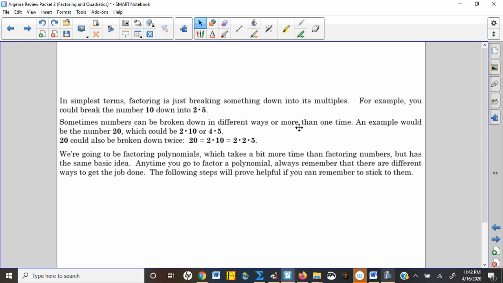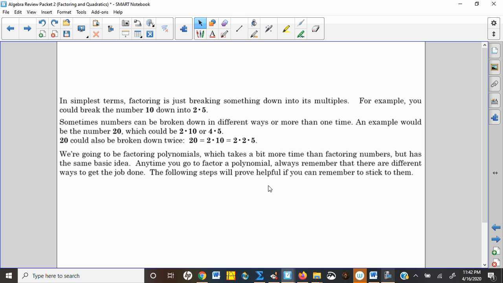In elementary school, you did this with numbers. You're like, hey, factor 10. And you're like, 2 times 5. And the teacher was like, good job, go to recess. Don't you miss recess? And sometimes you could do prime factorizations and break things up even more, right? So 20 could be 2 times 10, but 10 could be 2 times 5. So we got 2 times 2 times 5. That was called a prime factorization.